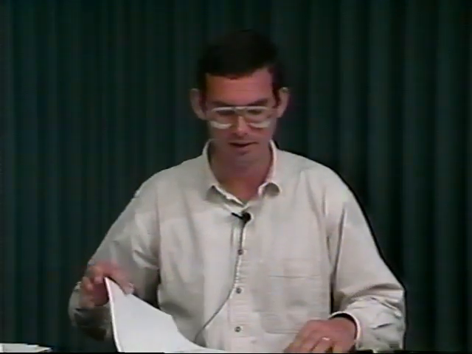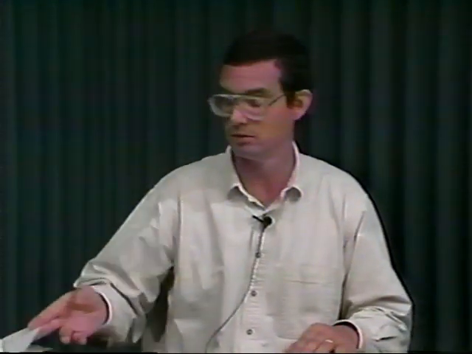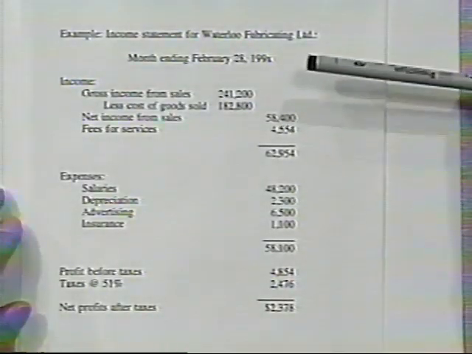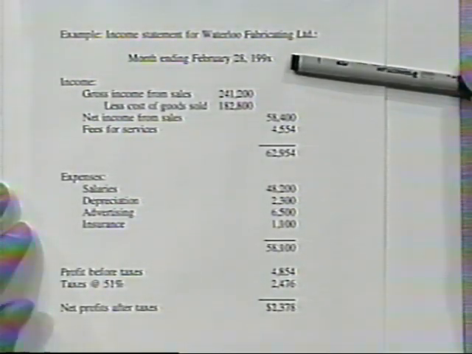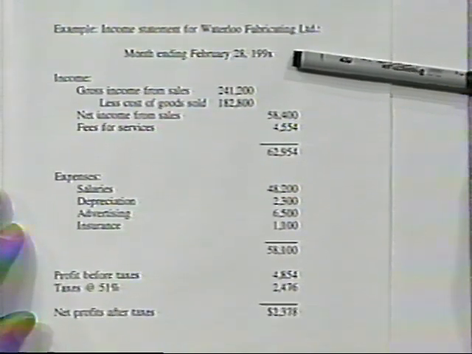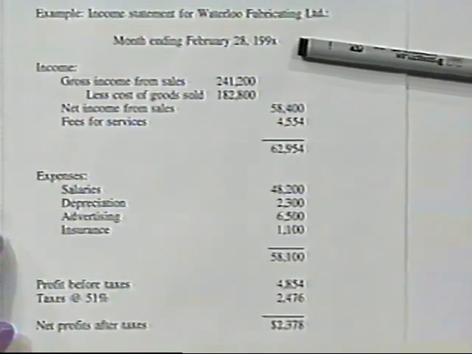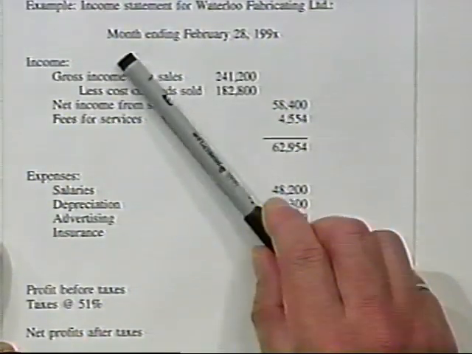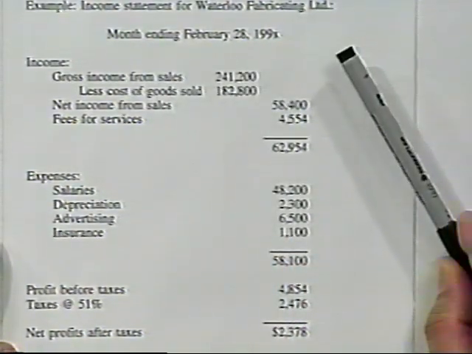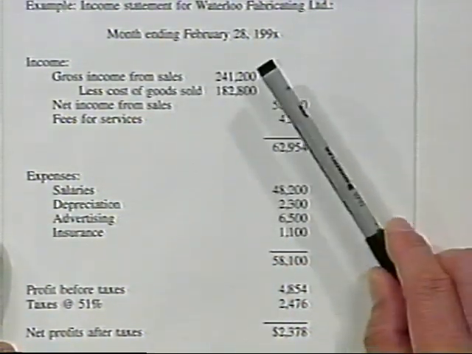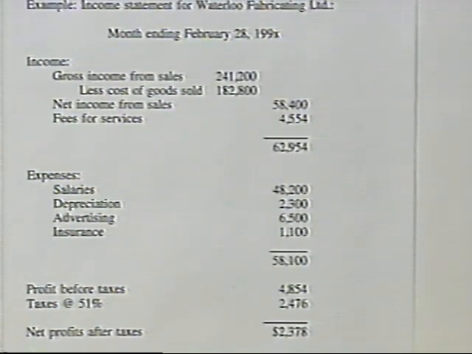Let's look at an income statement for Waterloo Fabricating. At the top of the income statement, we can see that we have a date. But unlike the balance sheet, it's not a specific date. It's a period of time. So in this case, it's the month ending February 28th, 1990X. So it's the income and outflow over that period of time.